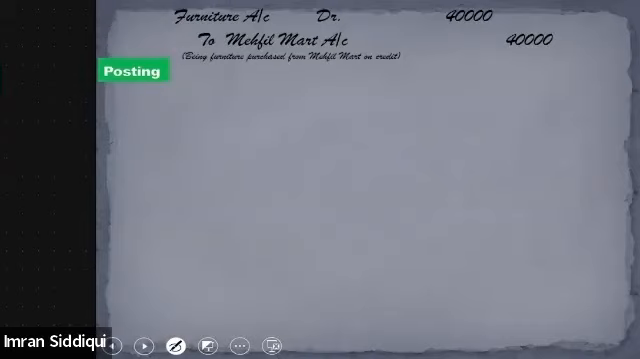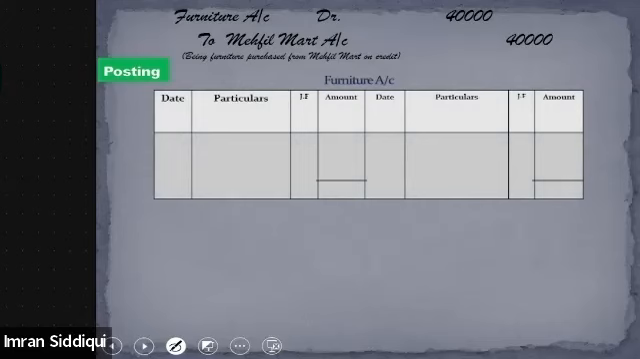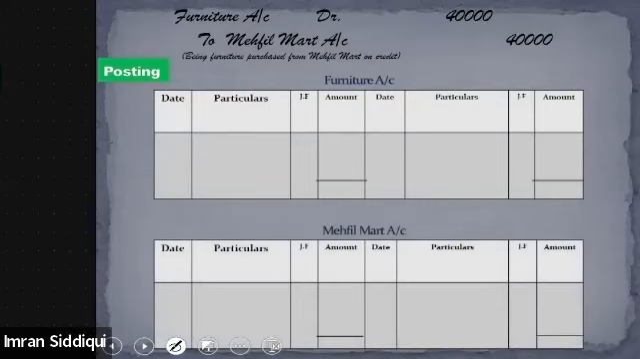After doing the journal entry, we will prepare the accounts. Since two items are involved in the journal entry, two items are getting affected. So we need to open two accounts. One is for the furniture and the other will be for the Mehfil Mart. So we will be opening a furniture account and then a Mehfil account, right? And now we will post the journal into the ledger. This is what we call posting.